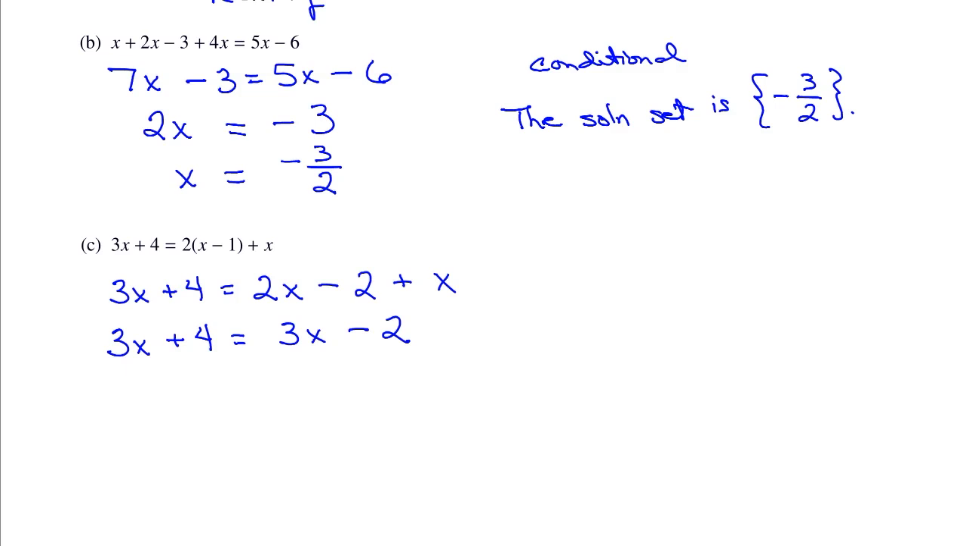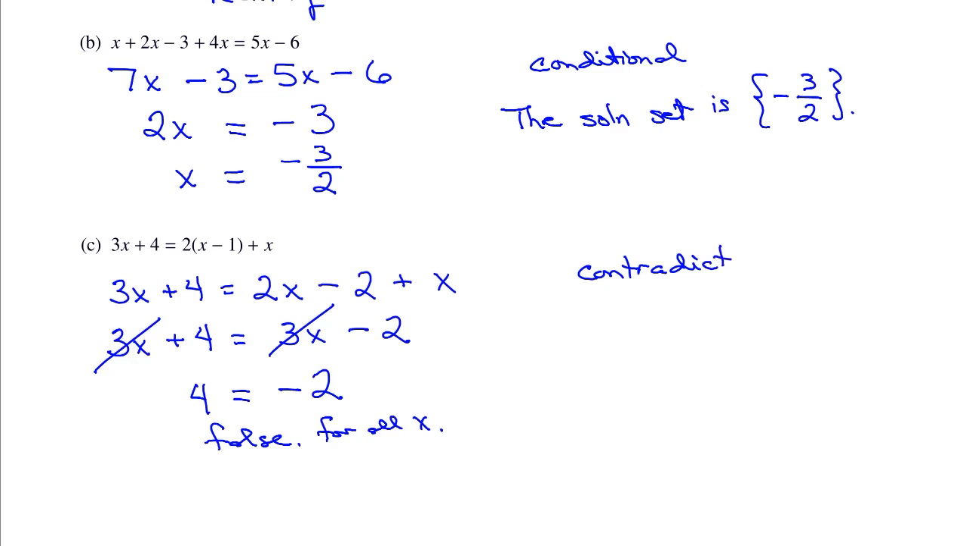Now if I move the 3x from the right side to the left side, it cancels with the other 3x. So the x's are all gone. They cancel. And I'm left with 4 is equal to negative 2, which is false. And this is false for all x. So therefore we have a contradiction. The contradiction means that there are no values of x that will satisfy the equation. And so the solution set is what we call the empty set.